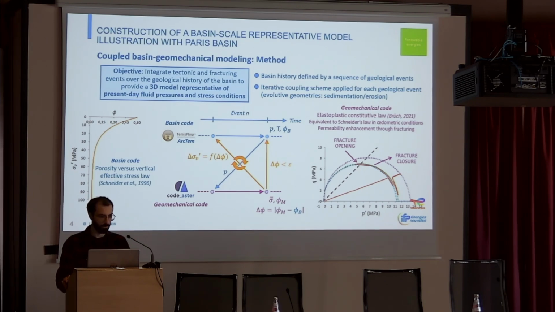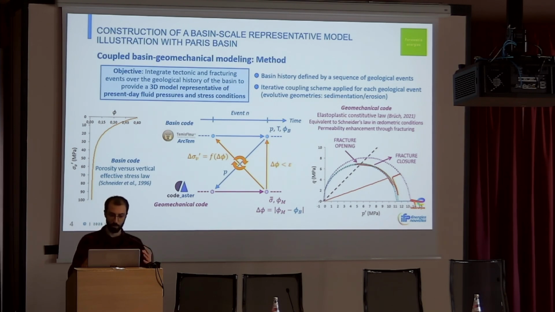And the porosity is linked directly to the depth, and the porosity evolves with the pressure of the different layers. And so we have a law of the evolution of porosity, of the effective stress linked to the porosity. And we use the Schneider law for that. So this is what we have in the basin code. And in the geomechanical code, in Code_Aster, we have something more complicated. We have an elastoplastic constitutive law that has been developed by Bruch at IFP. And it is equivalent to the Schneider law in oedometric conditions, but it will allow permeability enhancement through fracturing.